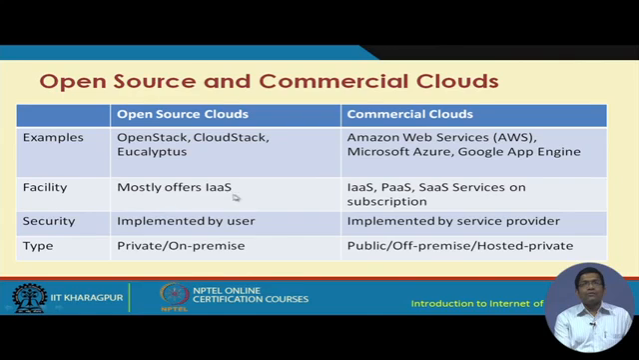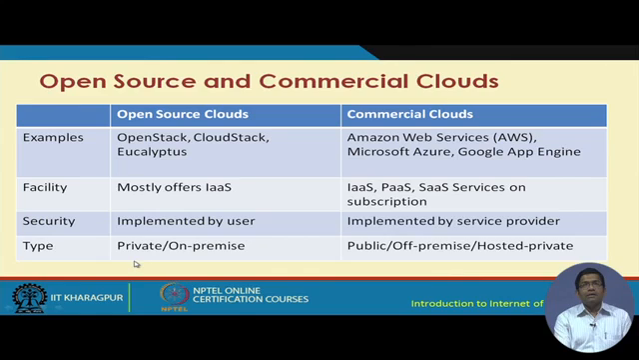These open source cloud platforms mostly offer infrastructure as a service, whereas the commercial ones offer, in addition to infrastructure as a service, platform as a service, software as a service, and so on a subscription basis, that means on a payment basis. In terms of security, these issues are implemented by the user, that means by the customer at the user end, and in commercial clouds, the security components are implemented by the service provider.